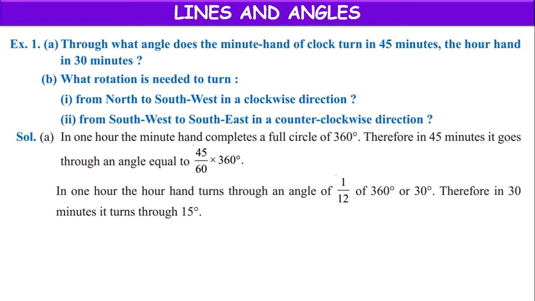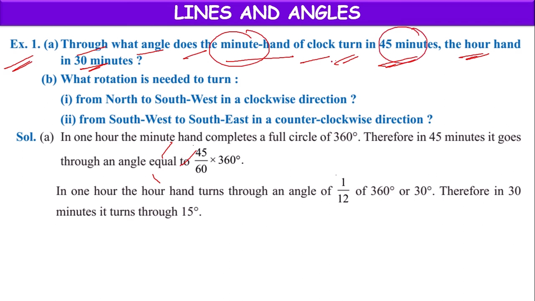Next, we have some example questions here. Example 1. (a) Through what angle does the minute hand of a clock turn in 45 minutes? The hour hand in 30 minutes? So the minute hand in 45 minutes, through what angle will it turn? The hour hand in 30 minutes, through what angle will it turn? In question (a), we have to find the answers.